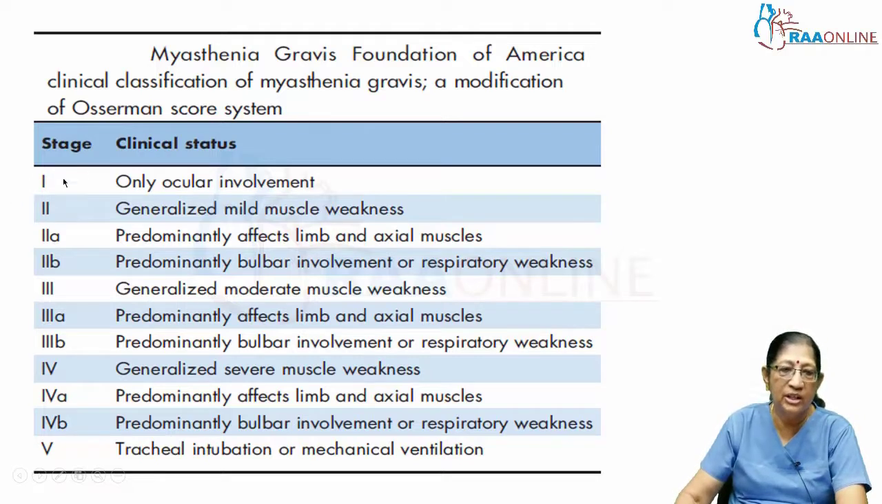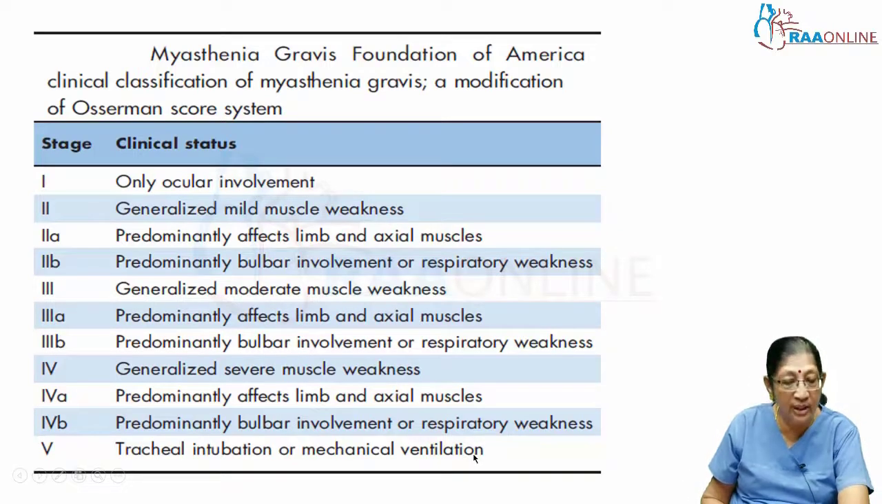Here, it stages from stage 1 to stage 5. Stage 1 is only ocular involvement, whereas in stage 5 the patient needs ventilatory assistance. Stage 2 is a mild generalized weakness. It is known as 2A when it affects the limbs and the axial muscles, 2B when there is some respiratory or bulbar weakness. Similarly, a little more moderate, it comes to stage 3, and generalized severe weakness becomes stage 4. 4A is only the limb and the axial muscles, 4B is bulbar and respiratory involvement, and stage 5 is when tracheal intubation or mechanical ventilation is required.